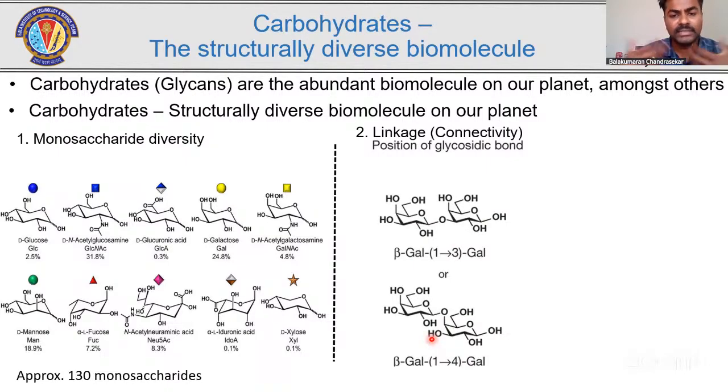So theoretically, in a carbohydrate you can have a linkage which can range between 3 to 6. You can have different types of linkages. Depending on the linkages, the carbohydrate functions are going to change as well. You see there is a subtle change in the structure, but their function is going to change.